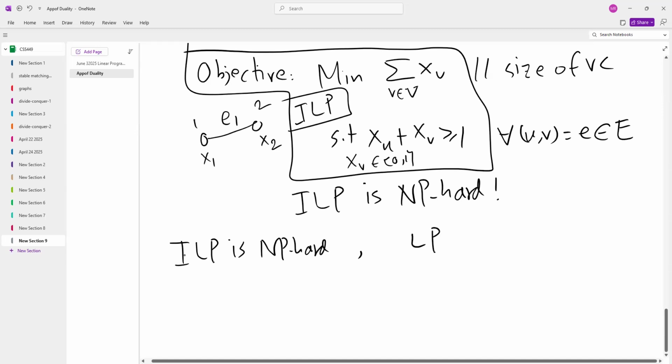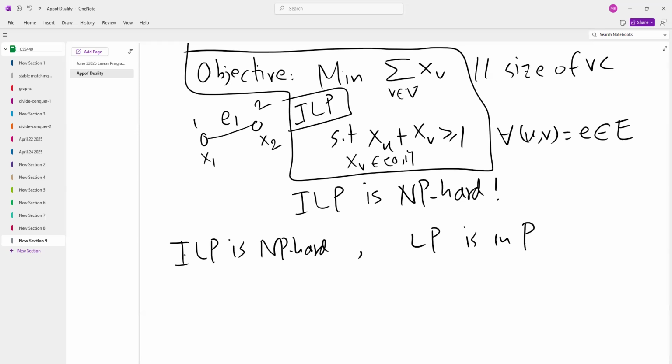But we know that LP. What is LP? LP is linear programming, which means that the variables don't have any integer constraints. So they can take any real number, like a positive real number. We know that LP is in P, right? The ellipsoid algorithm, we didn't cover it, but that proves that LP is in P. So now if I give you the vertex cover ILP, and you want a fast algorithm, what type of approximation can you do here? You can try to turn it into a linear program. Yes.